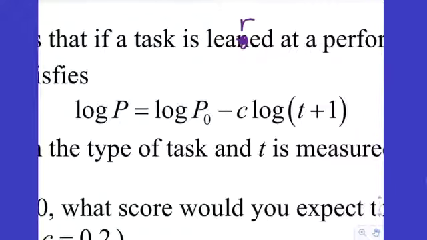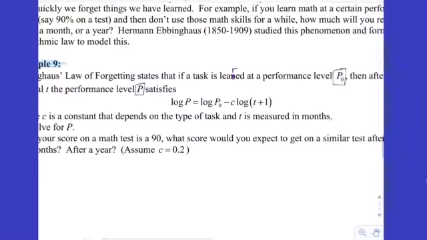It's a log base 10. So the log of your current performance is equal to the log of your original performance minus some constant times the log of the time that has passed plus 1. Ebbinghaus came up with that, okay?